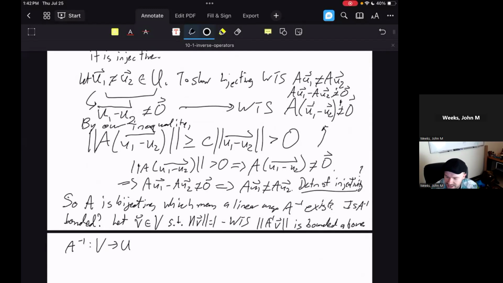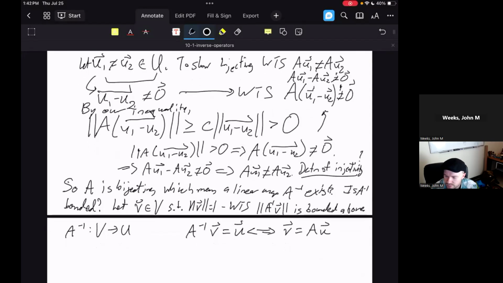Well, recall that A inverse V is equal to a vector U whenever the way that we define inverse maps is that the vector V itself is equal to A times the vector U. So we want to show something about what this will look like. Let's see what we can do here. We do know something about A times the vector U, I suppose. We do know that the norm of A times the vector U is going to be less than or equal to C times the norm of the vector U. This is by our inequality again.